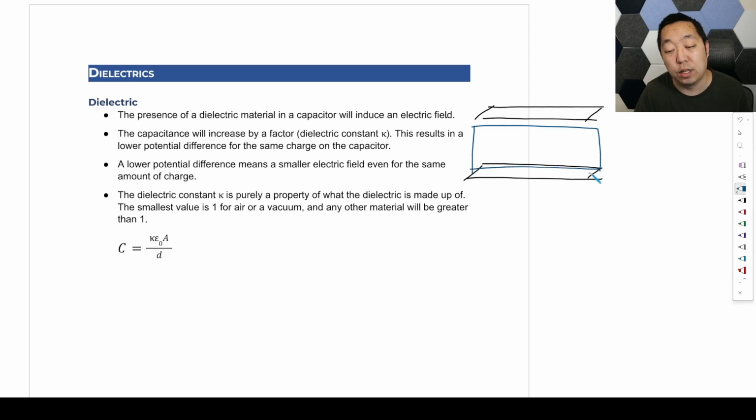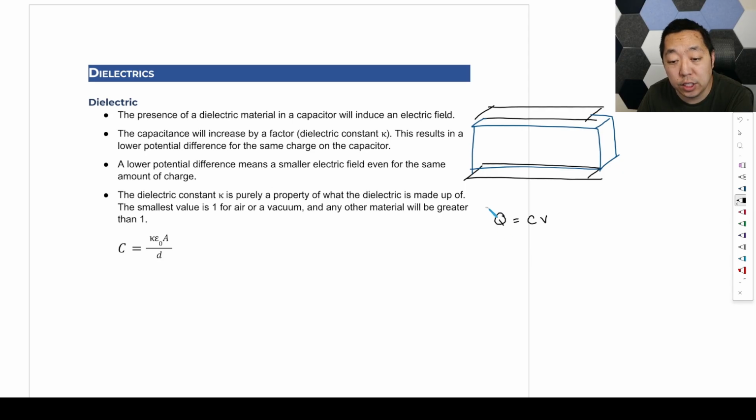Let's say you put in some substance in here. It could be another metal, it could be an insulator. It doesn't really matter what it's made up of, but it will effectively increase the capacitance. Let me explain how everything is related. Q is equal to CV.